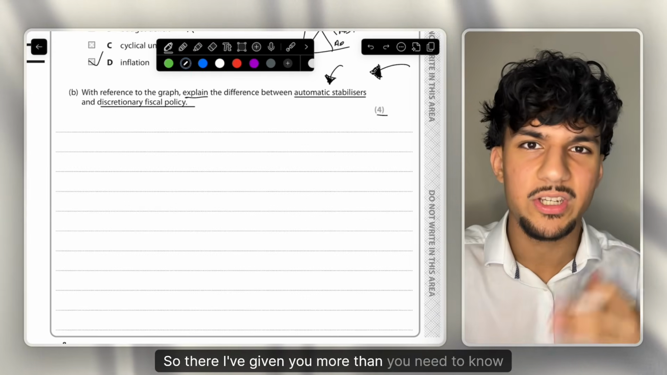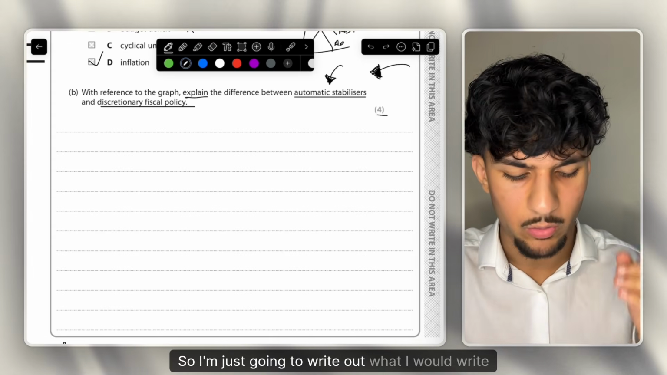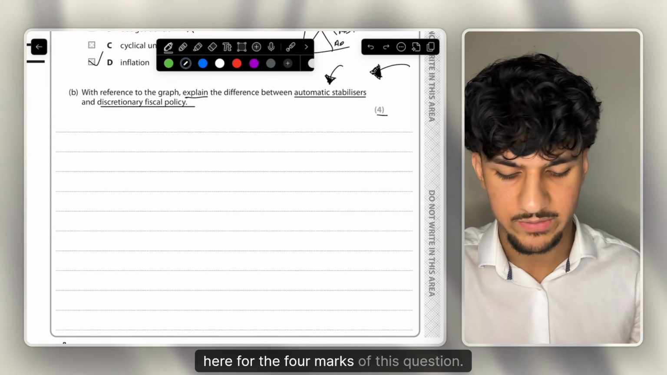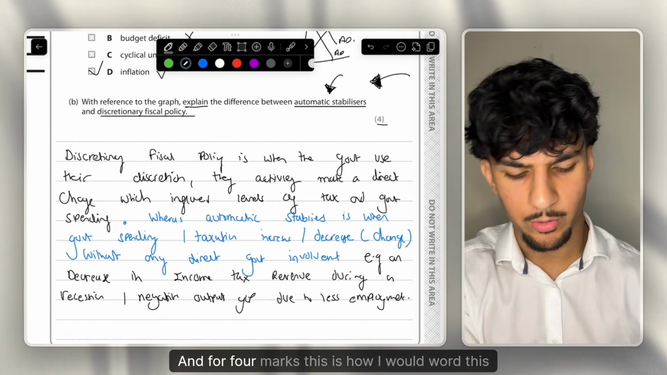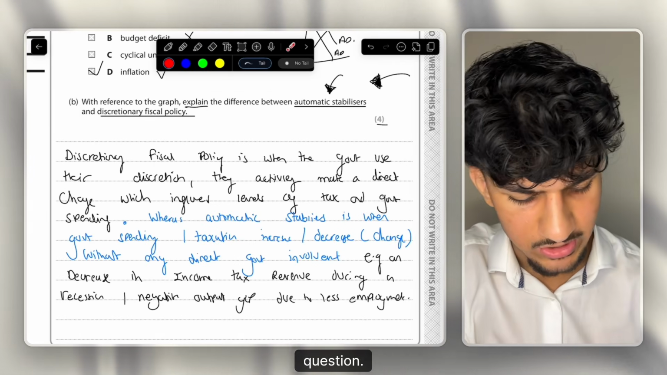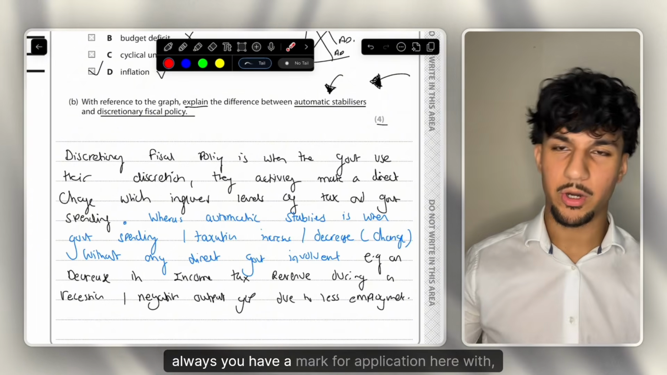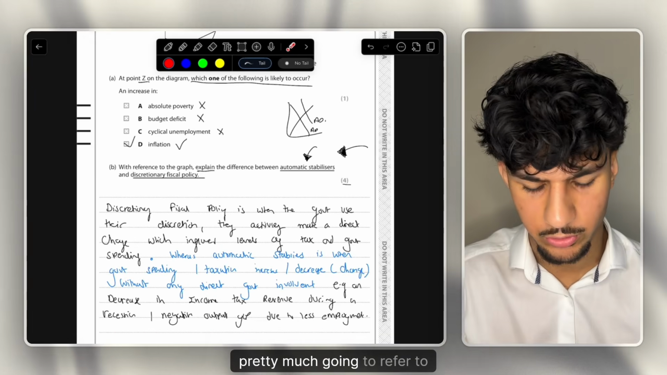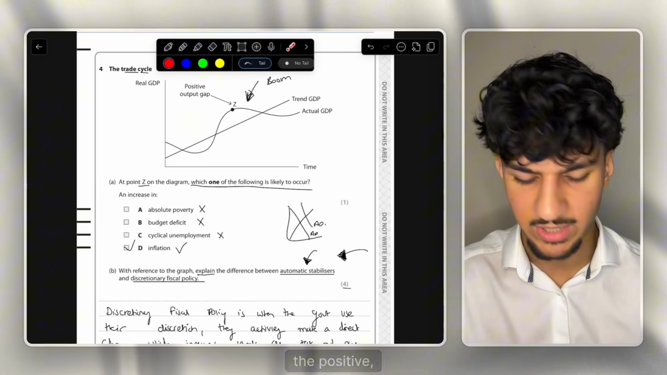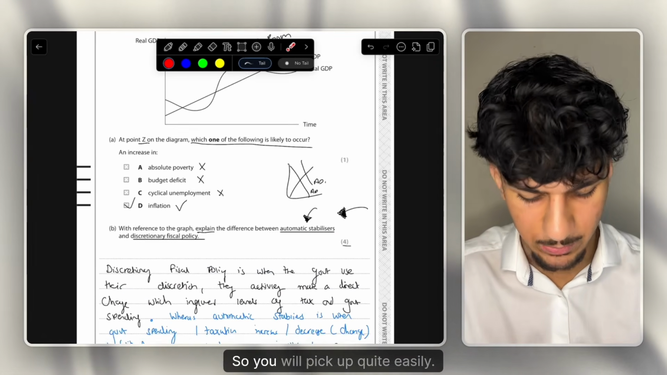So there, I've given you more than you need to know for the question, so I'm just going to write out what I would write here for the 4 marks of this question. But again, this section is very good revision for content knowledge. And for 4 marks, this is how I would word this question. And remember, always you have a mark for application here. With this question, it's very easy to get the application since you're pretty much going to refer to the positive or negative, the boom or a recession, so you will pick it up quite easily.